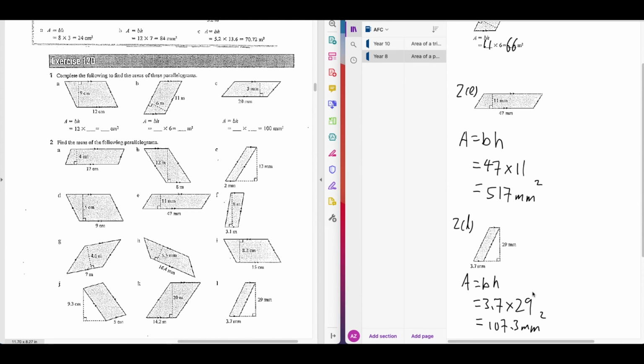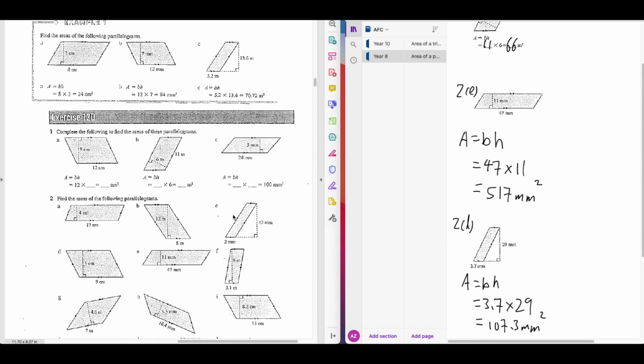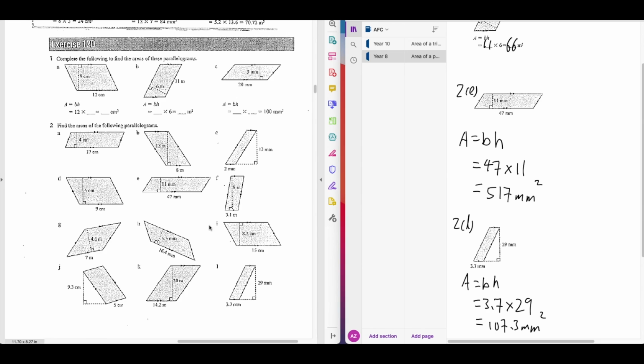This should be all for how to find the area of a parallelogram, as by now you should be fairly confident doing these questions. I'll see you next time.